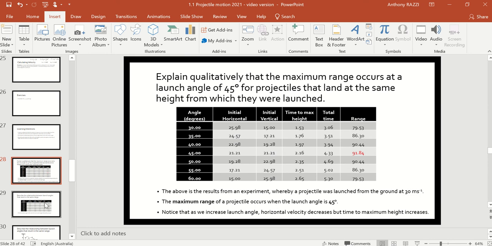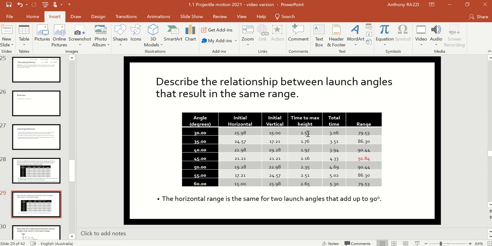So the second thing you need to be able to do is describe the relationship between launch angles that result in the exact same range. Looking at this data, you'll notice that an angle of 30 degrees and an angle of 60 degrees result in the same horizontal range. Same with 40 and 50. So the relationship is that two launch angles that add up to 90 degrees result in the exact same horizontal range.